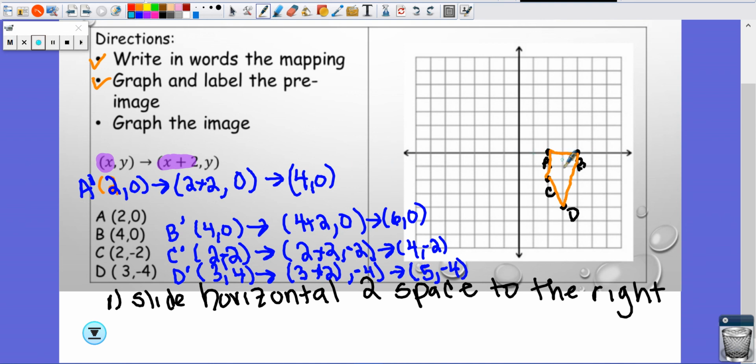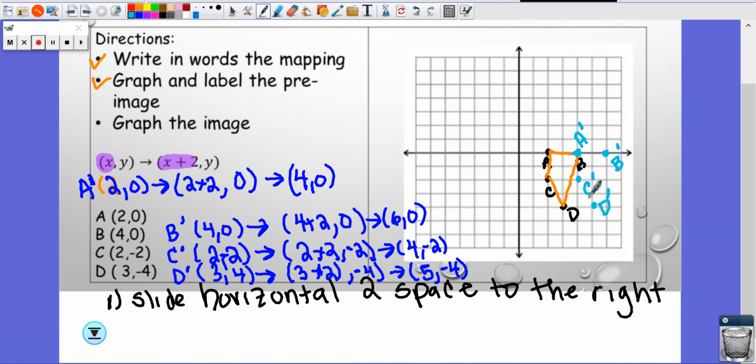So 1, 2, 3, 4. So my A prime and my B were the same. Okay, now I need 6 and 0 for my B prime. So 4, 5, 6. That's B prime. And then right here is C prime. So we're going to go 4 and then down 2. That's C prime. And then D prime would have been 5 and negative 4. So 5, 1, 2, 3, 4.